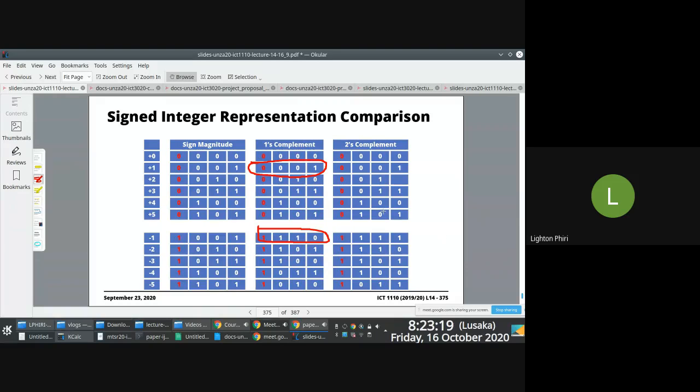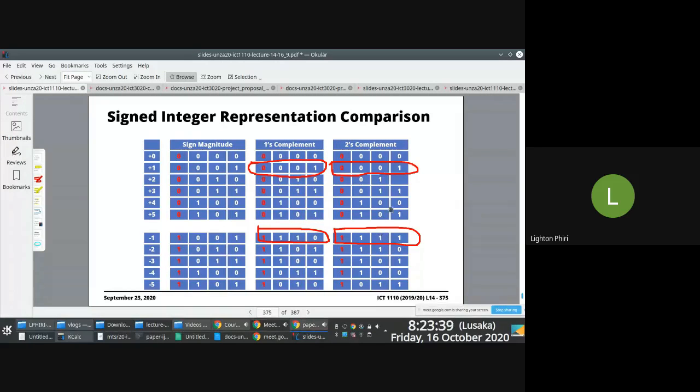And you can see here that +1 is still going to be the same for 2's complement, right? 0, 0, 0, 1, but the -1 is going to be 1's complement +1. So we get the 1's complement, which is 1, 1, 1, 0, and then we add 1, and then we have 1, 1, 1, 1, right? So this is your -1 there.